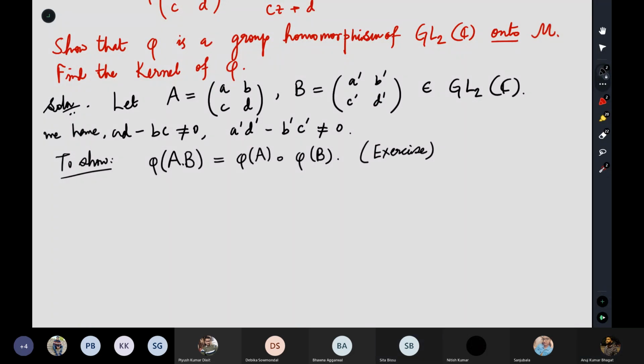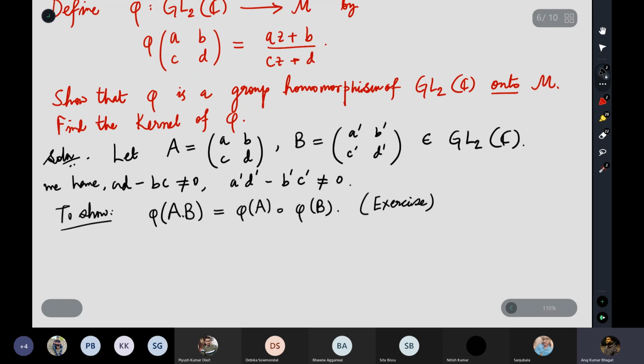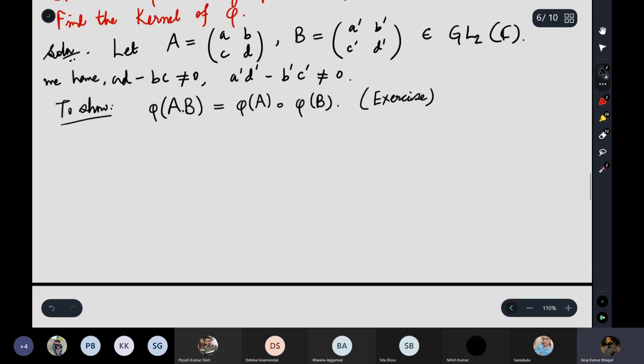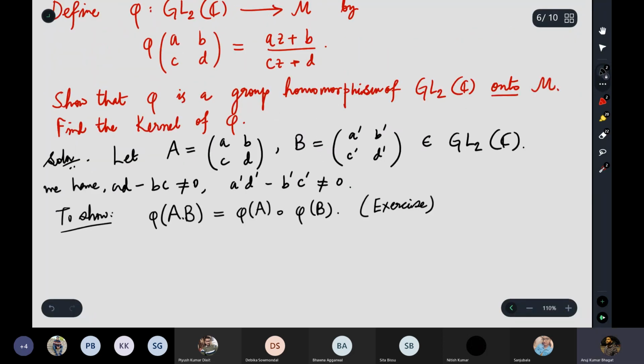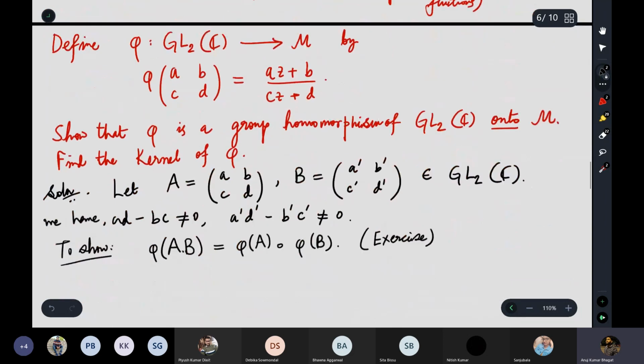No, sir. Okay, you all can try this fact. So remember, on the left hand side, what is the thing? On the right hand side, what is the thing? If you are unable to do it, you tell me, I'll do it. So this is your exercise to do. So what else? This is an onto homomorphism.